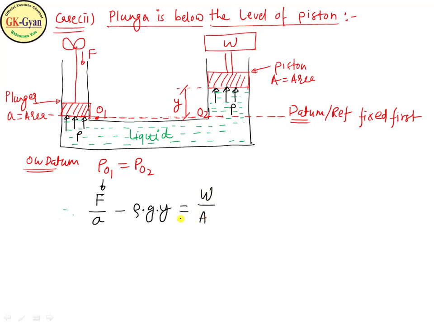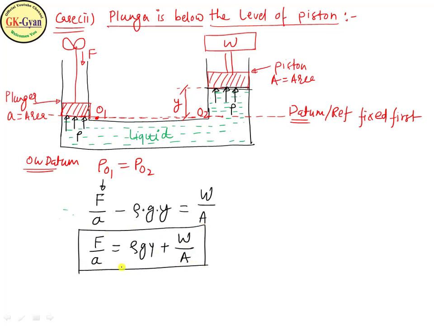Are you getting my point? You are moving upward at this point, and at this point the pressure will be W by A. So F by A equals rho g y plus W by A. This is the formula we are getting.